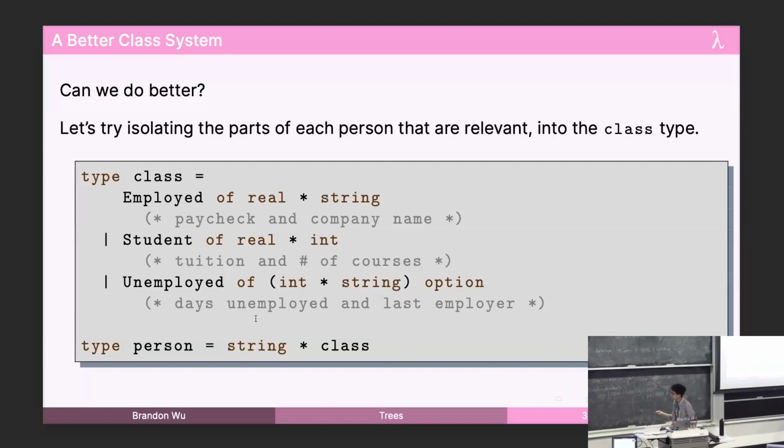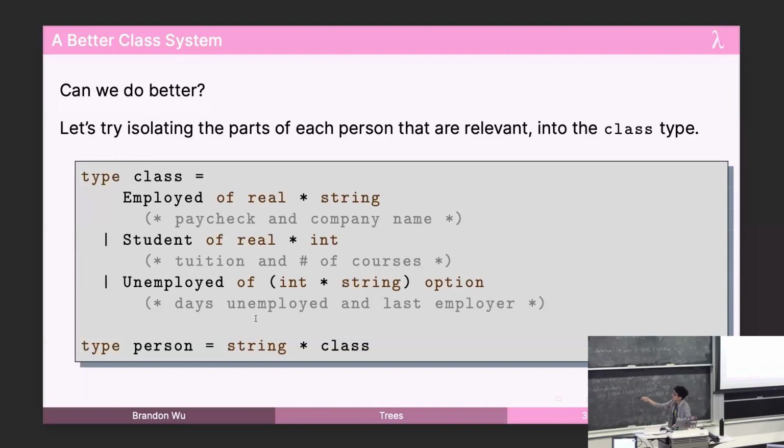If they're unemployed, there's only 2 things that matter, but it's an int star string tuple option. What this means is that unemployed takes in either none, or it takes in some, where that some is a tuple of int star string. Basically, it means that the int and the string both have to exist if any of them exist, okay?